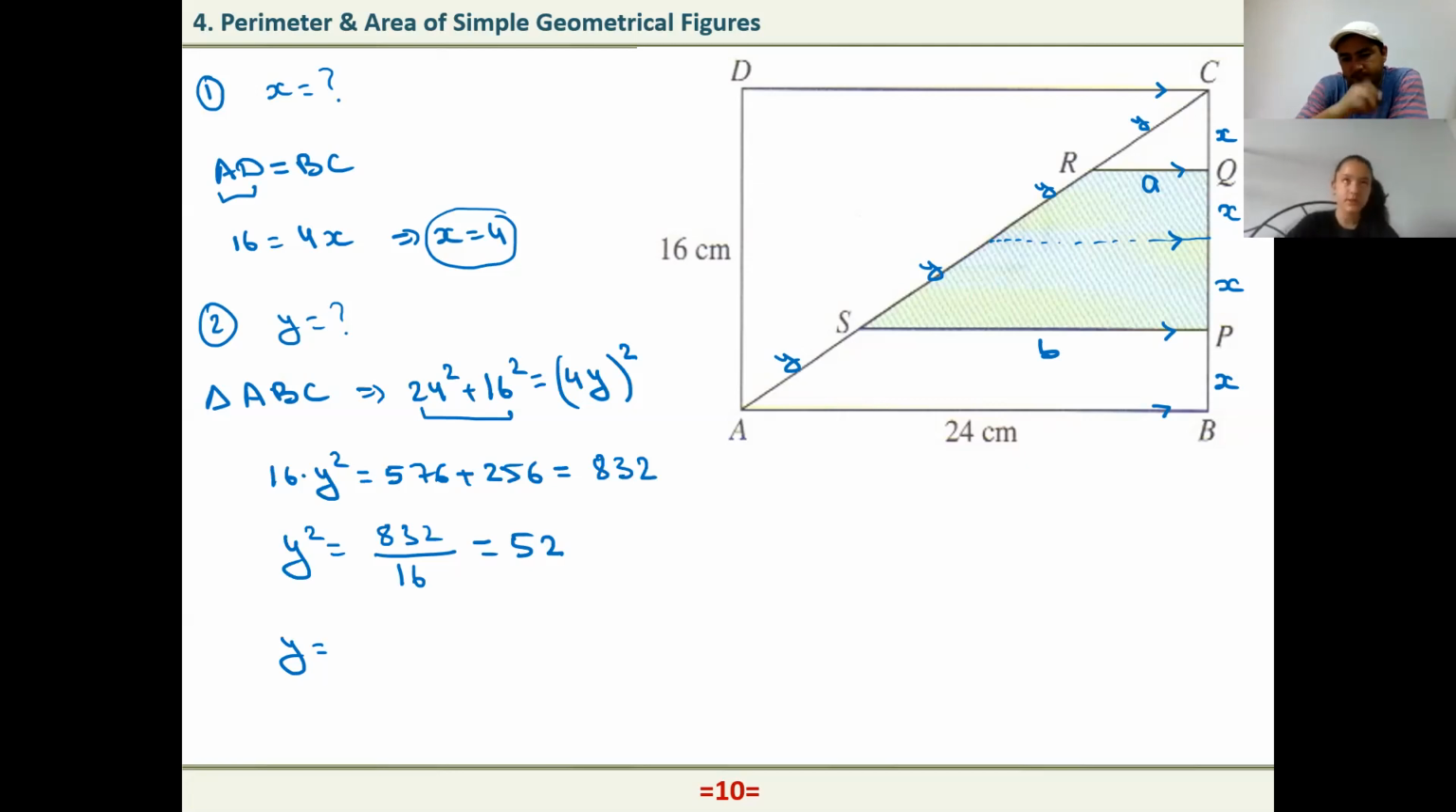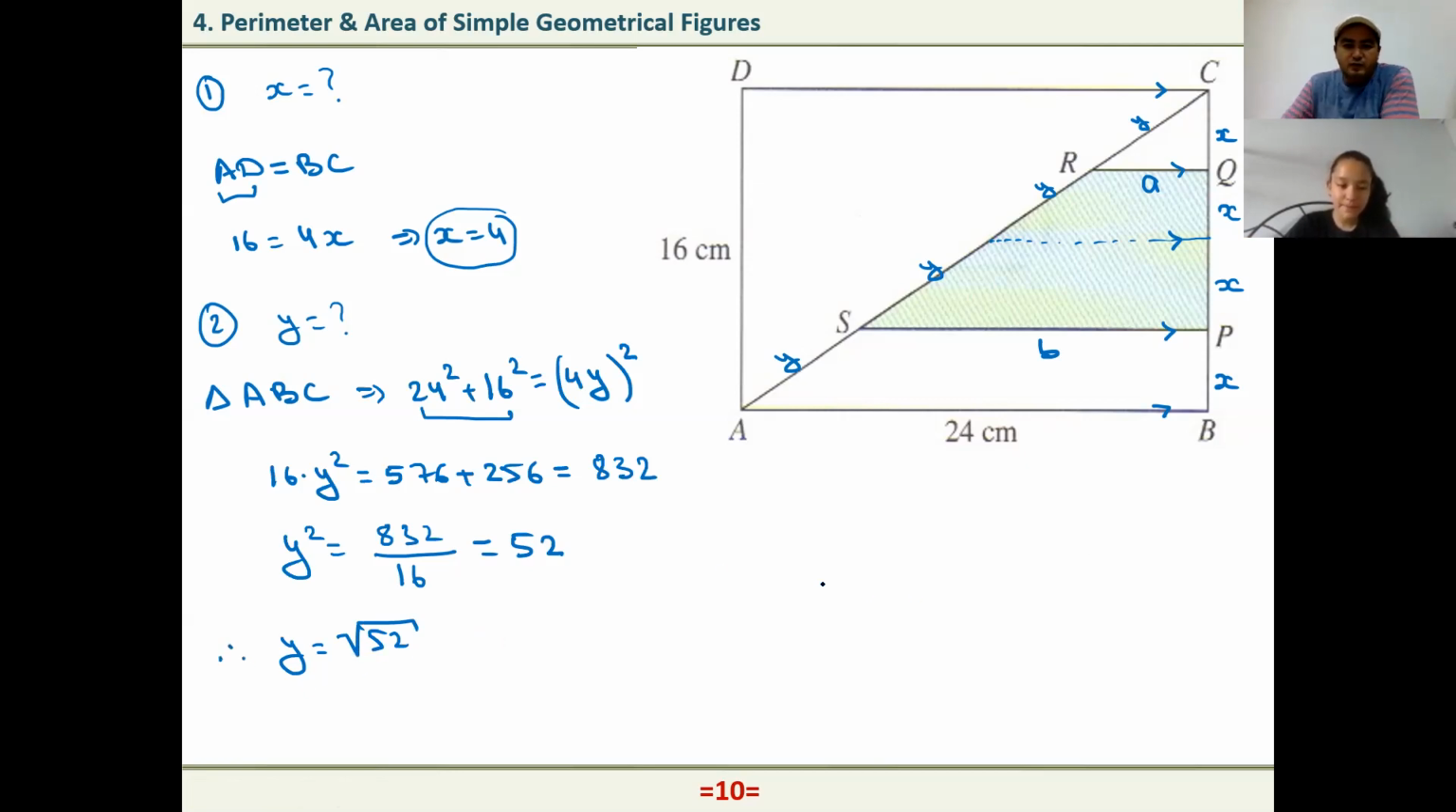Y squared is 52. No, Shahina, just tell me, what is it? It is square root of 52. Square root of 52. That's enough for me. Okay, that's enough. Now we got y.